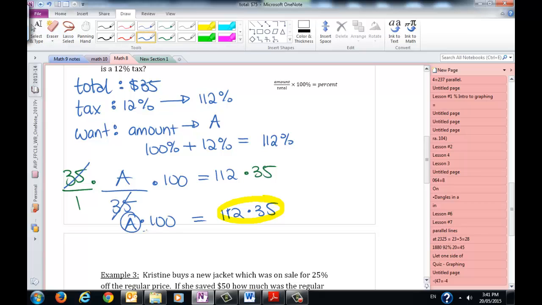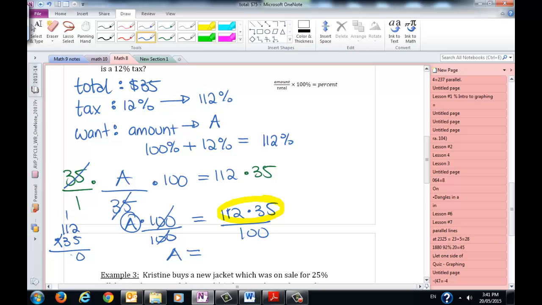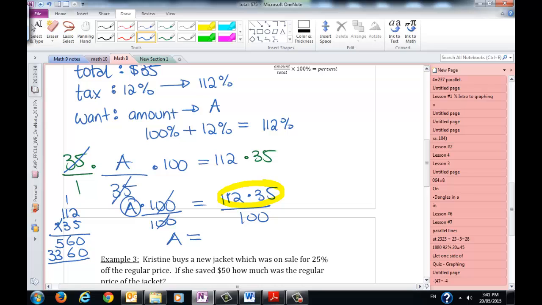I want to solve for A, so I'm going to divide both sides by 100, and then these divide out. On the left-hand side, I have A equals, and just in our column, let's do 112 multiplied by 35. And 5 times 2 is 10, and we have 5 times 1 is 5 plus 1 is 6, and 5 times 1 is 5. I'm going to drop my 0, and I have 3 multiplied by 2 is 6, 3 multiplied by 1 is 3, and 3 multiplied by 1 is 3 again. And then I can add these all together, and I get 12, and I get a 9, and 3.